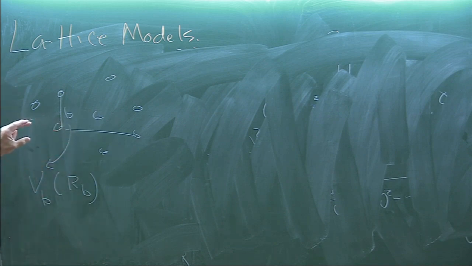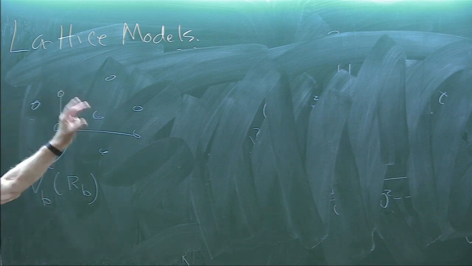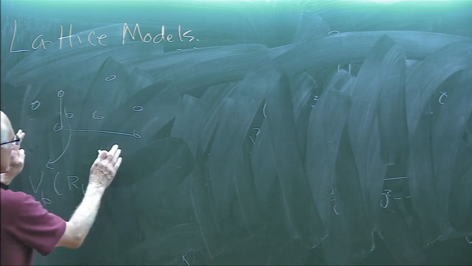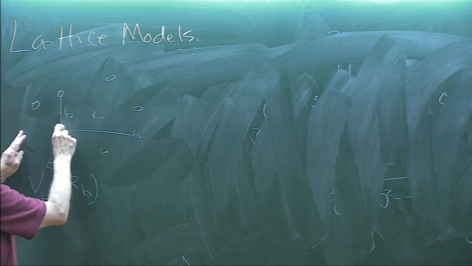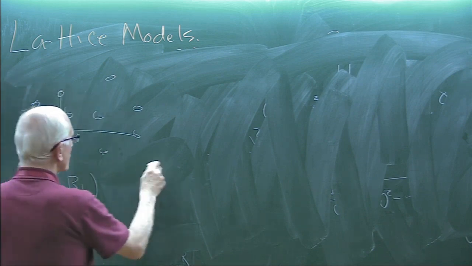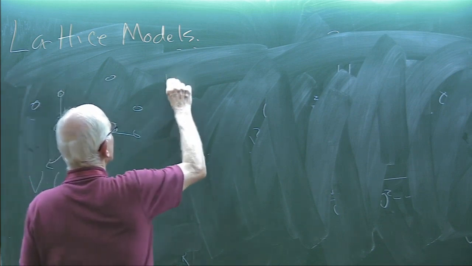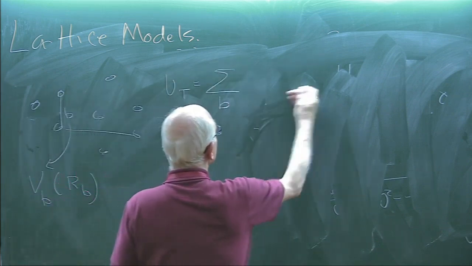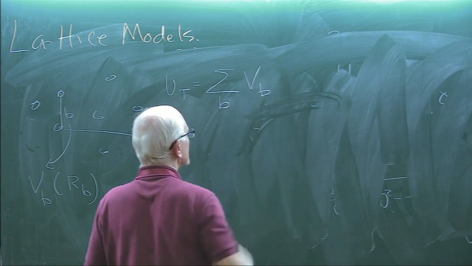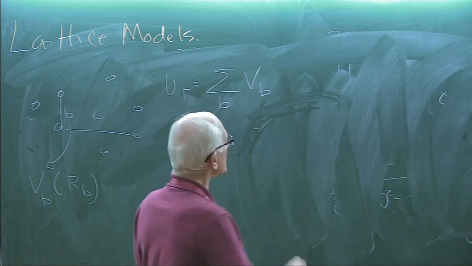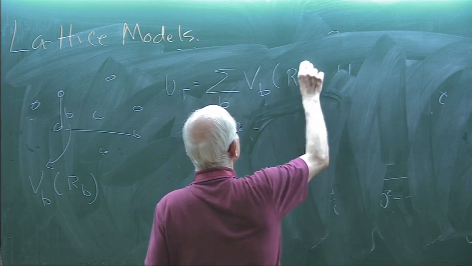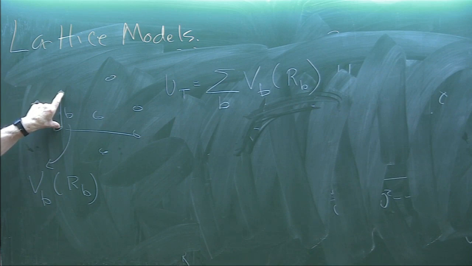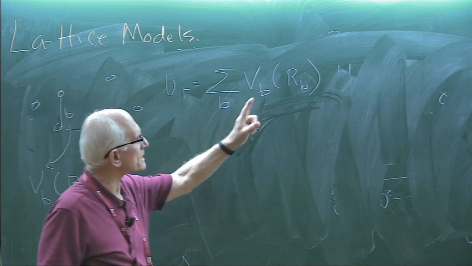and we won't worry about the fact that some systems have effective three-body and four-body interactions or anything like that. So if we've been able to define a lattice with a set of points with bonds connecting pairs, we can say that the total potential energy of the system is just the sum over all of the bonds, whatever they are, of the particular potential that's associated with that bond. And it depends on the magnitude of the vector that connects them. That's what we mean by a central force potential.